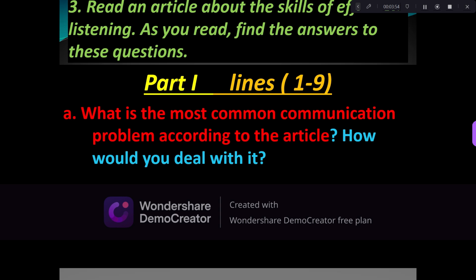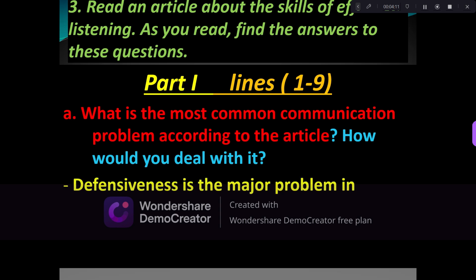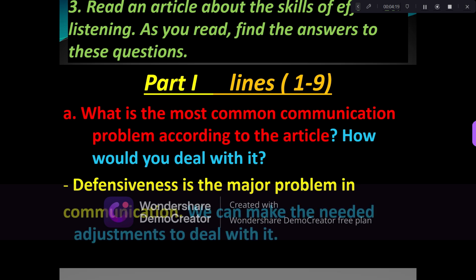Now, after reading the article about effective listening, you need to answer the following questions. First, what is the most common communication problem according to the article, and how would you deal with it? Actually, the main problem in communication is defensiveness, and we can make the needed adjustments to deal with it.